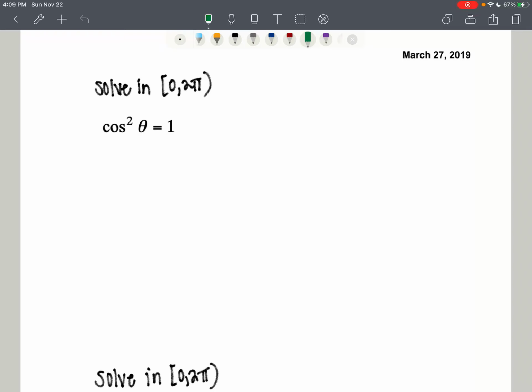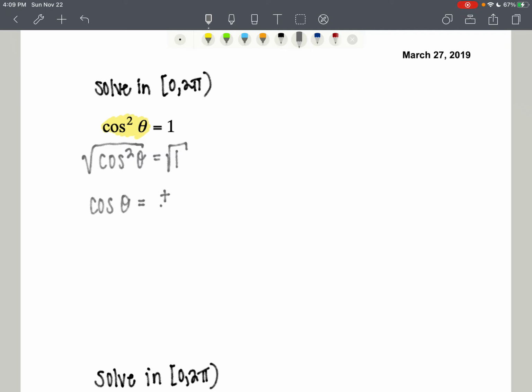We're going to solve this problem in the interval 0 to 2 pi. We've got the cosine squared of theta equals 1. Now, using algebra, we only have one term that has a trig function in it, one angle, which is theta. Our problem here is that we have a square. We know how to solve when we've got an x squared: we square root both sides, and we're going to do the same thing here. But when we square root both sides, we're going to have a plus or minus. So we have the cosine of theta equals plus or minus 1.